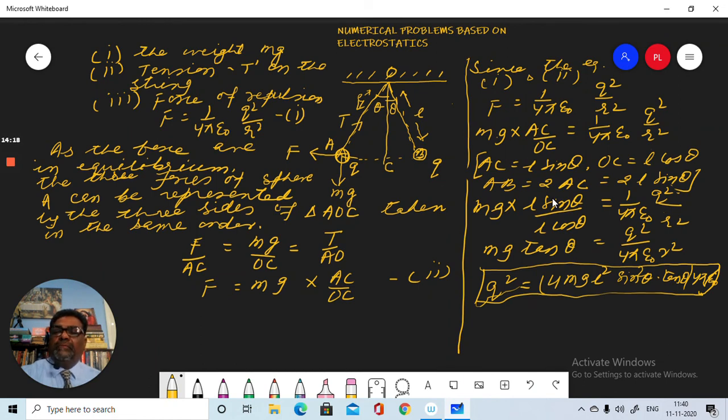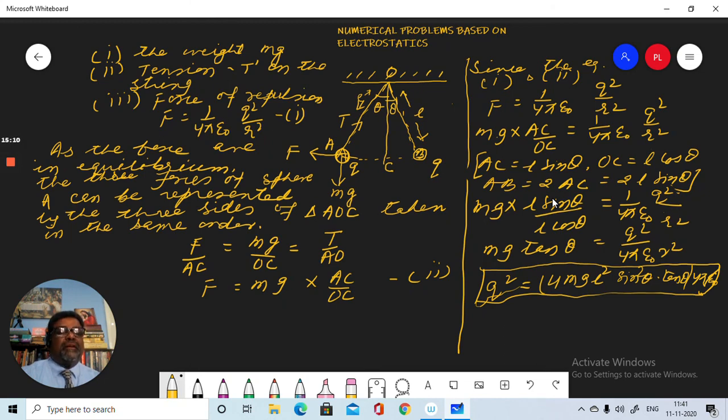In equilibrium, the three forces on a sphere are represented by the three sides of triangle AOC taken in the same order. That means force upon AC is equal to mg upon OC, and tension is acting in the direction AO. So force will be given as mg into AC by OC. Now since the equation 1 and 2, solve it and substitute the value for F, and then in the right angle triangle AOC, solve for sin theta and cos theta and put the value for AC and OC. Here AC is L sin theta, OC is L cos theta, AB is 2AC is equal to 2L sin theta.